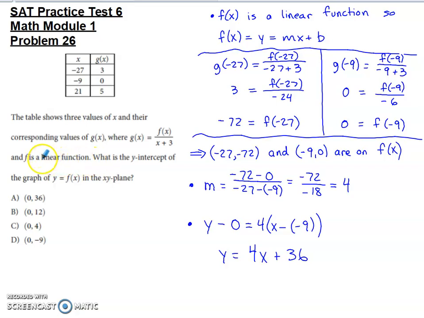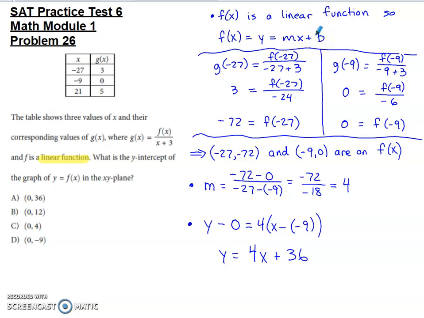They tell us f of x is a linear function. If you don't key in on that, you're not really going to have any success with this. What is the y-intercept of the graph of f of x? Now, if you recognize that f is a linear function, f has to be able to be expressed as mx plus b, y equals mx plus b.